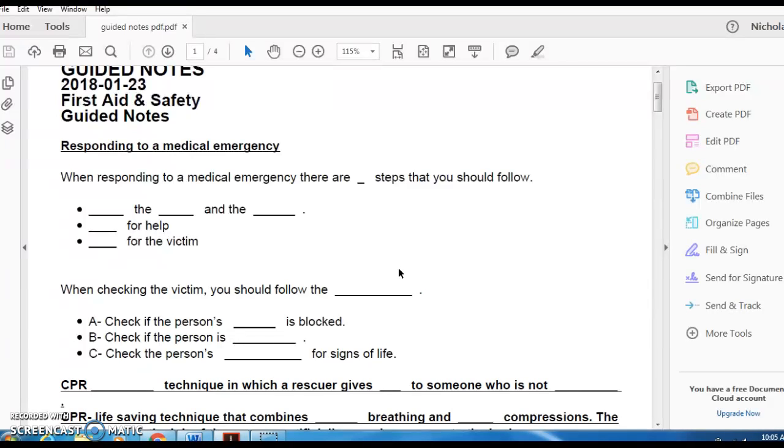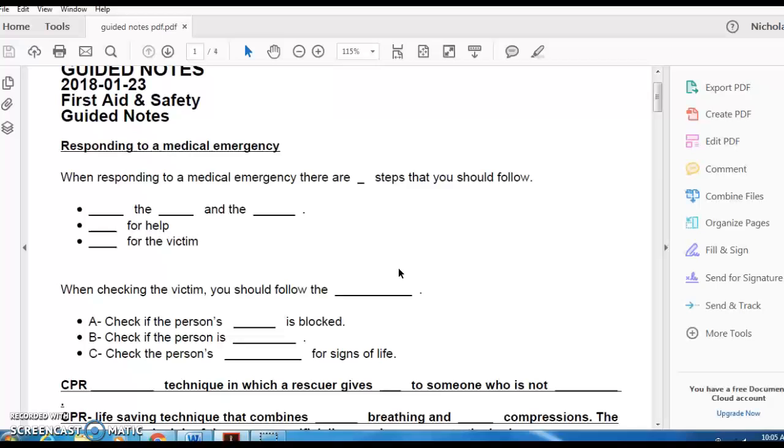So the first topic is responding to a medical emergency, whether that might be simply somebody falling off their bike or just coming across someone who is unconscious. There are 3 steps you should follow. The first step is check the scene and the victim. You want to make sure the scene is clear and safe for you to enter before approaching the victim. A car crash, for example, where there's gasoline spilling everywhere and the car's on fire or something like that.